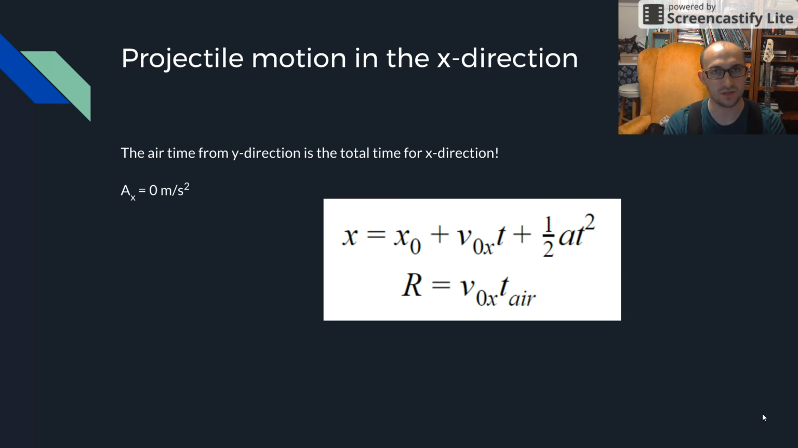It never changes. So I can use that equation on top there, where I'm going to say x naught is 0 for simplicity's sake, and my acceleration in the x direction is 0, which really just tells me that the range, how far I go in the x direction, is going to be equal to my velocity in the x direction times the time. So if I want the total range, I'm going to take my velocity in the x direction, which never changes, and multiply it by the total time, or the air time. And that will give me my total range.